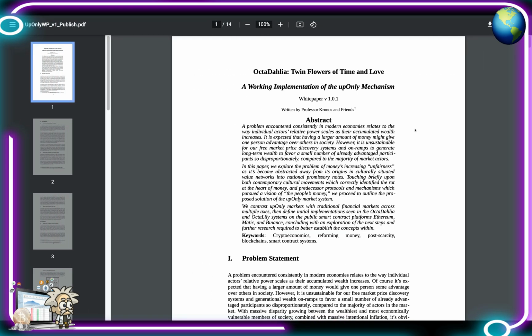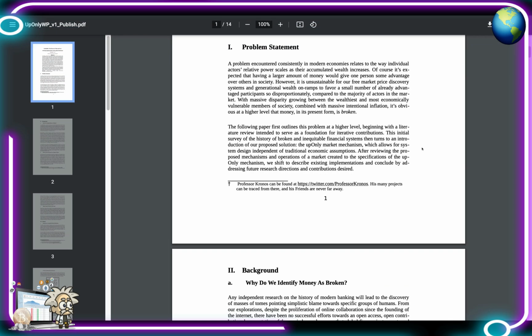Now, needless to say, guys, I think it would be very beneficial if we went over their white paper. So let's check that out. It's right here in front of me. They call themselves the Twin Flowers of Time and Love, a working implementation of the up-only mechanism. When we examine the problem statement, the problem encountered consistently in modern economies relates to the way individual actors' relative power scales as their accumulated wealth increases.